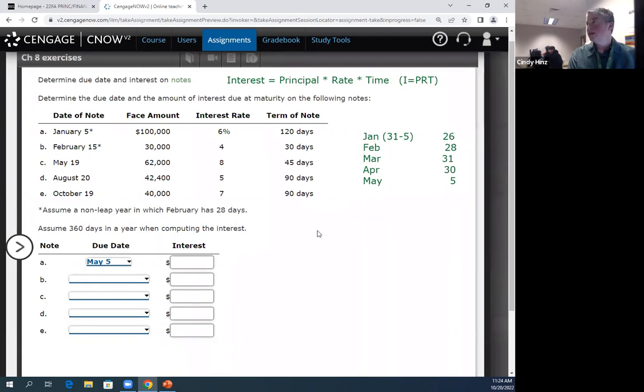Now we need to compute the interest. So we're going to be using the formula that's still up here at the top of the screen.